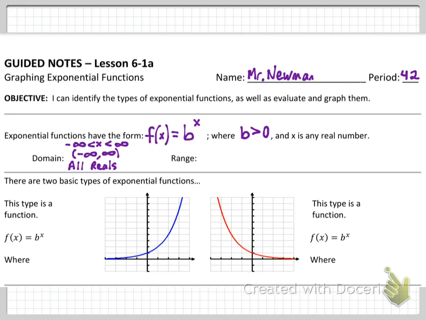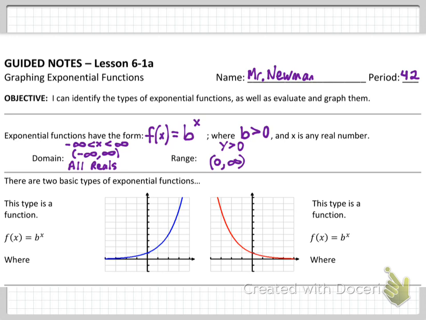The range, the output, however, is only the positive numbers, because you can only get positive numbers out of this function. We'll see this later when we graph them, how the range is only numbers bigger than 0. And that does not include 0. So this point right here needs to be a parenthesis and not a bracket, because we're not including 0 in the range.